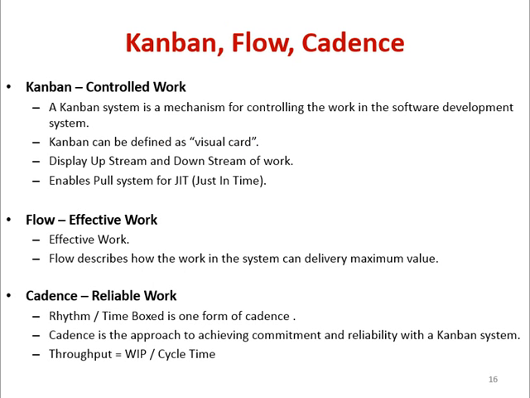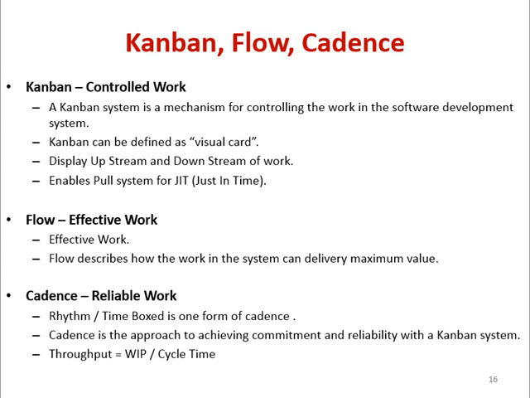Quickly talking about Kanban, flow, and cadence. Kanban, as I said in my earlier modules also, is a Japanese term for a visual board. The Kanban system is a mechanism for controlling the work in a software development system. It displays the upstream and downstream of work, and enables a full system, which is just in time. You have the flow, which is effective work. Flow describes how the work in the system can deliver maximum value.